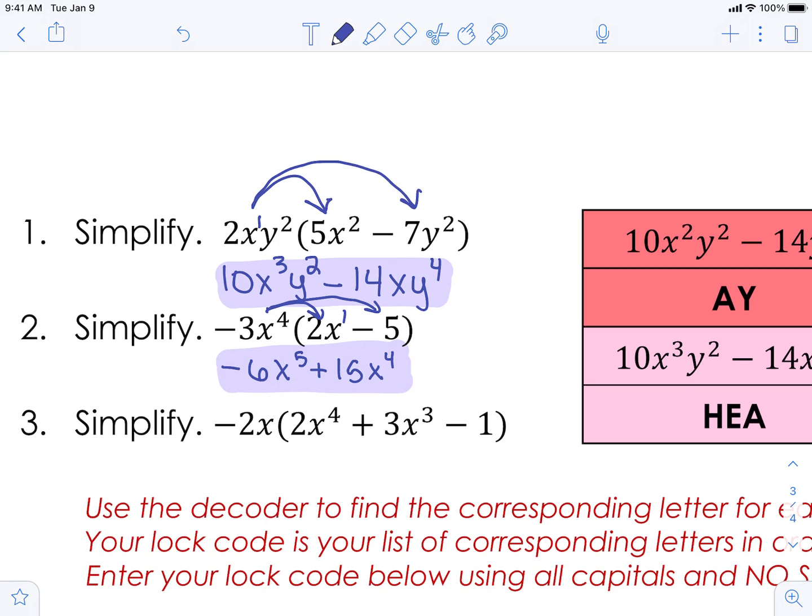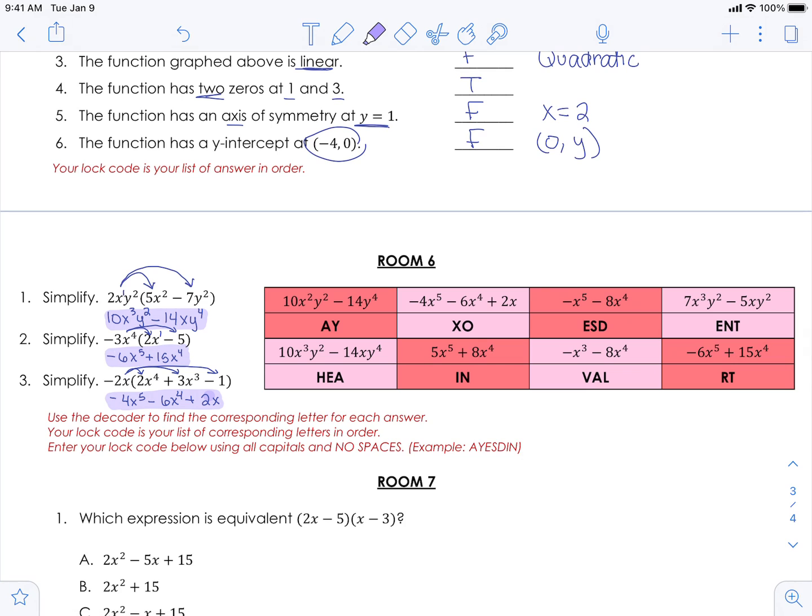Next one, we have -2x times 2x to the fourth. That would give me -4x to the fifth. -2x times 3x cubed would give me -6x to the fourth. And -2x times -1 would make it a positive 2, and the x tags along. And that would be my final answer. And all of these answer choices should be over here in this box.